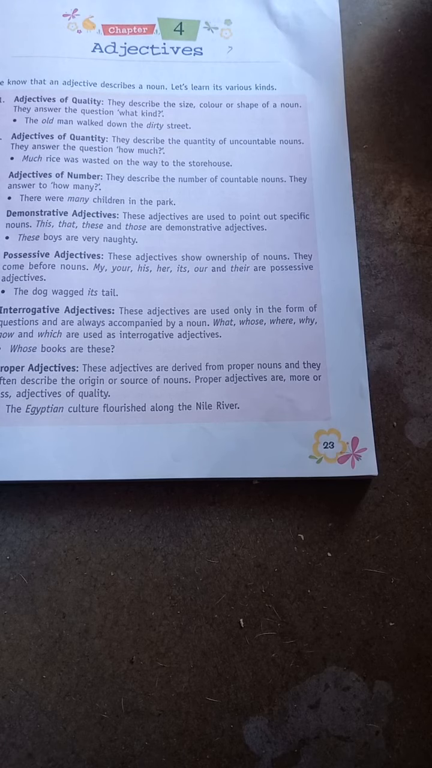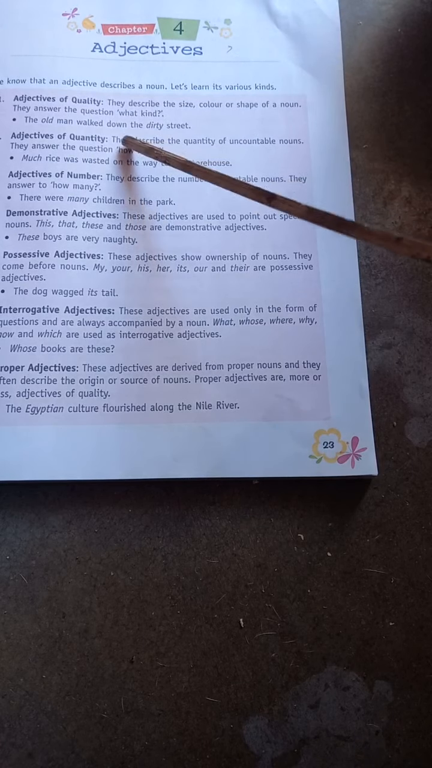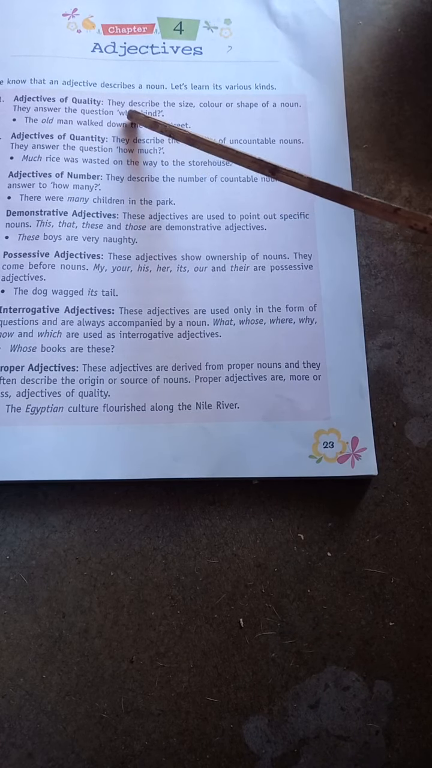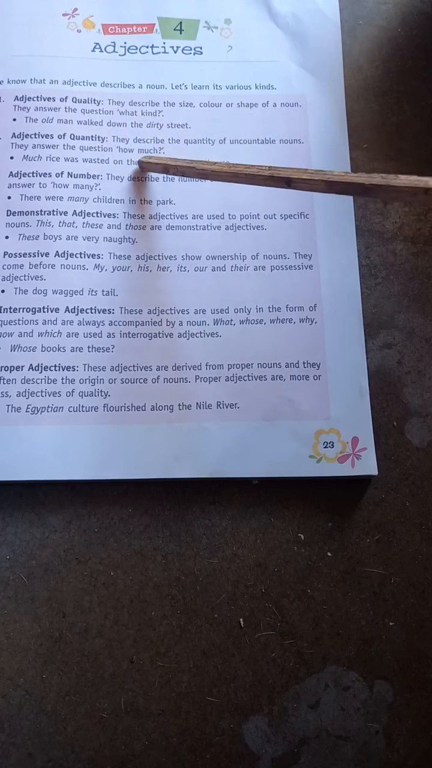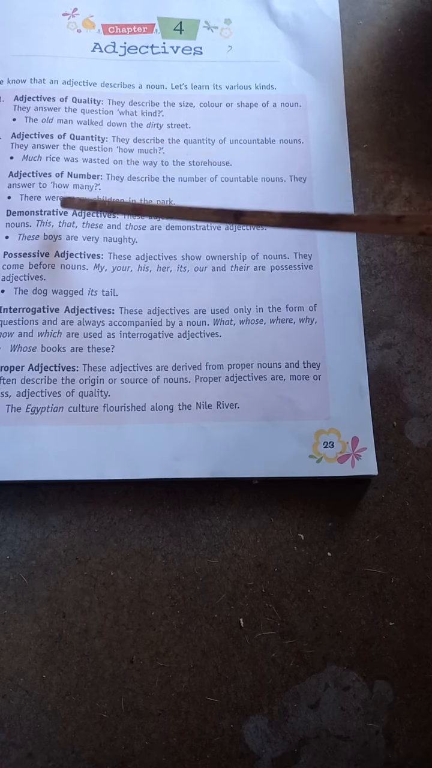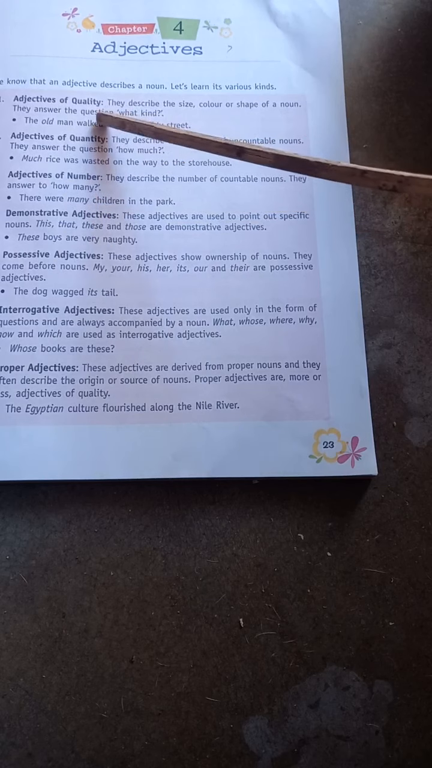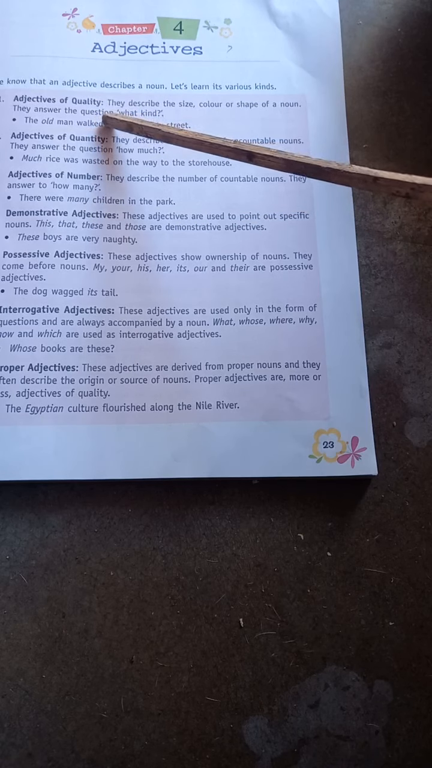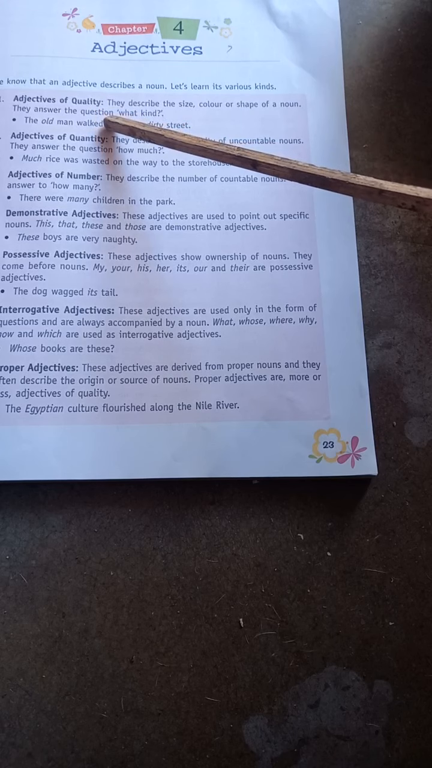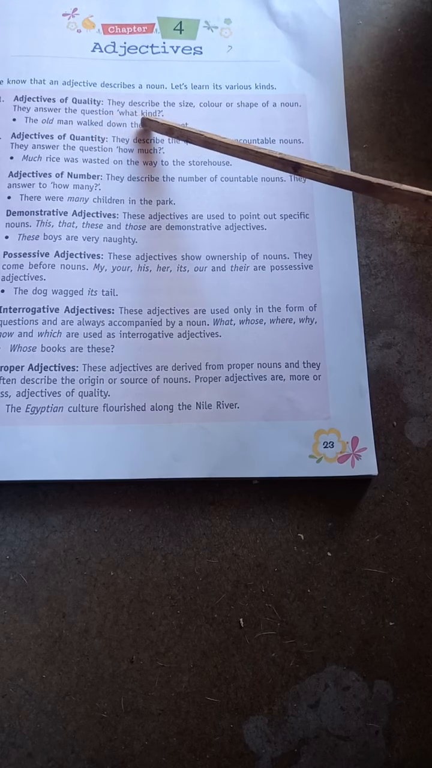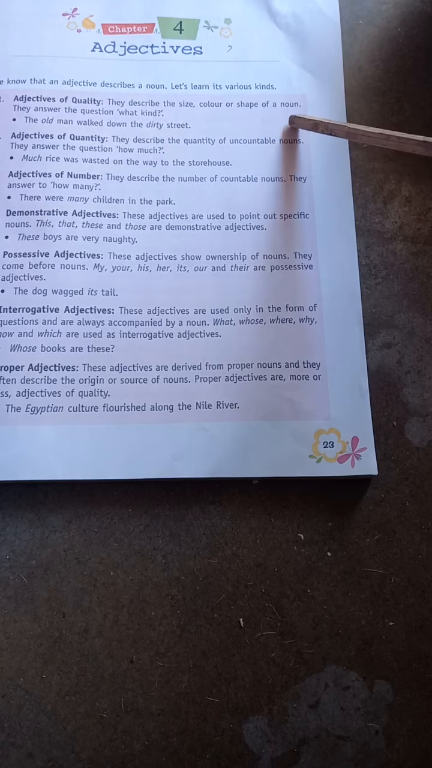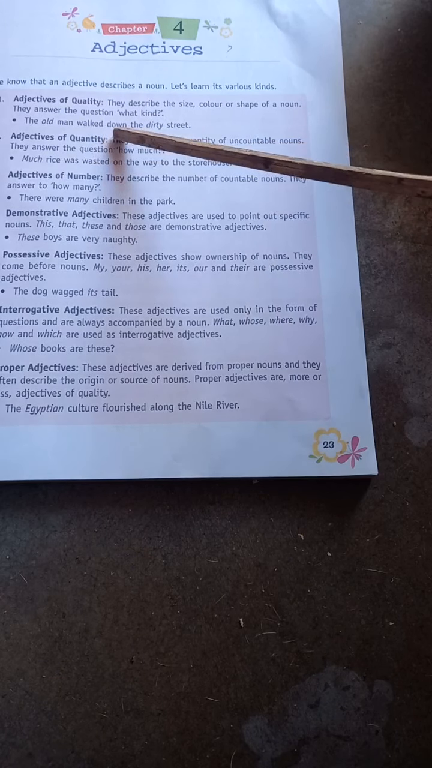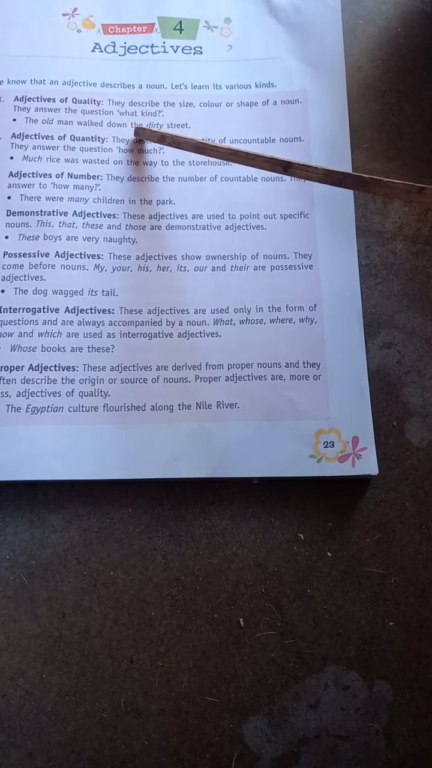Now we are going to see adjectives in detail. The adjective describes the noun. So we will see what are the different kinds of adjective. First is adjective of quality. Now quality means किस type का, किस size का, किस color का, किस shape का. They describe the size, color and shape of the noun. They answer the question what kind of a thing is this.